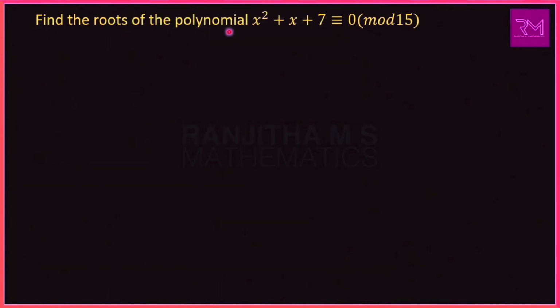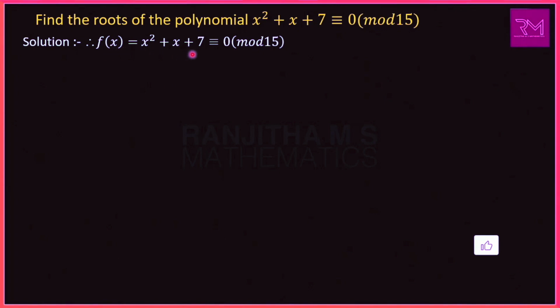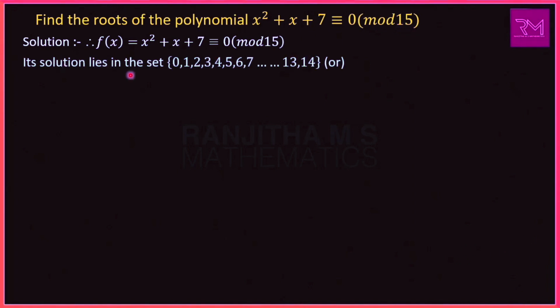Find the roots of the polynomial x square plus x plus 7 which is congruent to 0 mod 15. So we can consider f of x, which is equal to x square plus x plus 7, which is congruent to 0 mod 15. Since m value is 15, the solution set contains 0, 1, 2, 3, 4, etc. up to 14, or we can take 0, 1, 2, 3, 4, 5, 6, 7.